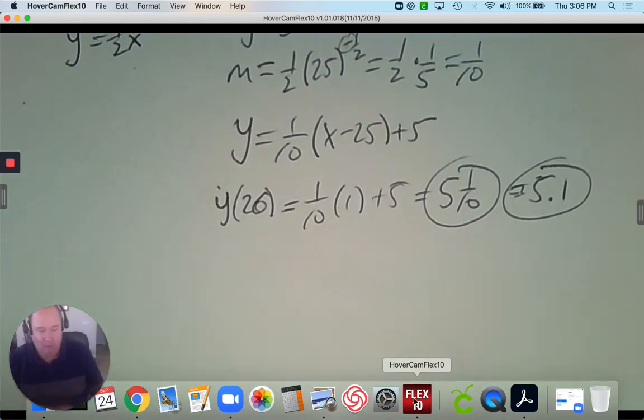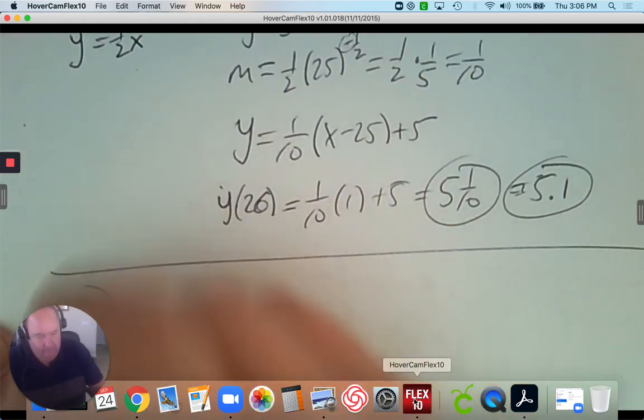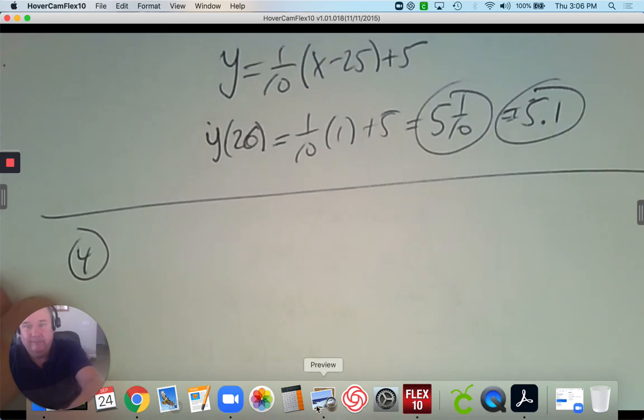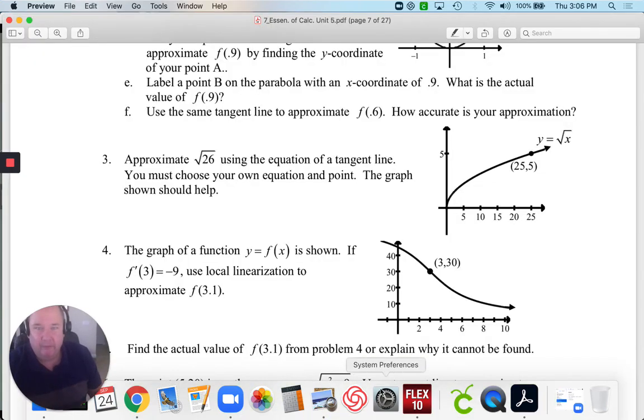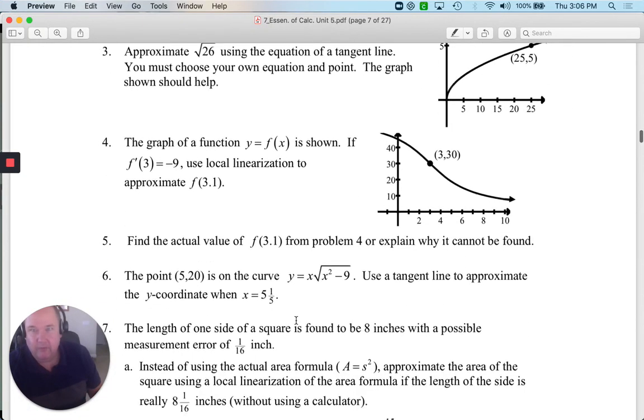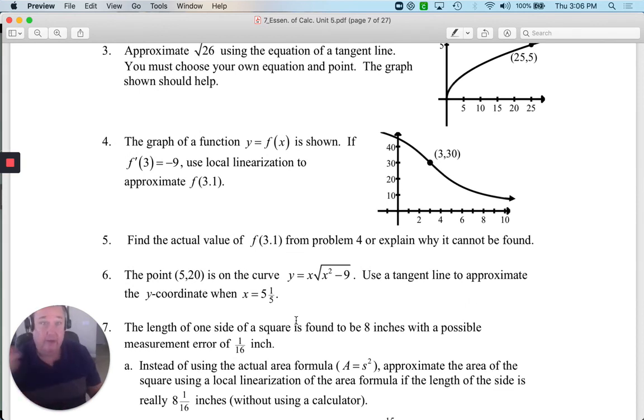All right, number 4. In number 4, the graph of a function is shown, and the derivative at 3 is negative 9. So you don't even have the equation of that curve. All you have right now is a derivative and a point. But that's all we need to estimate with the tangent line. So the point on the graph is 3 and 30. So that's x and y.